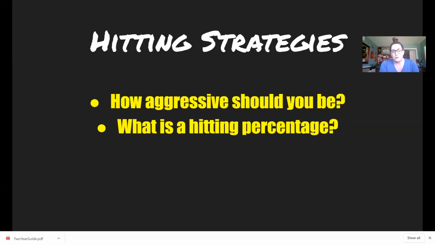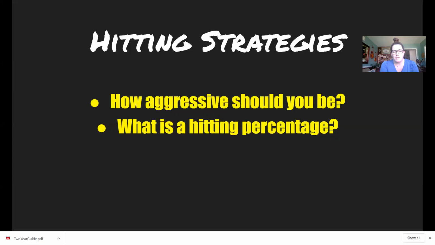What is a hitting percentage? So this is your total attempts at hitting the ball, and it is your kills minus your errors divided by your attempts. And a good hitting percentage of course, is always in the positives. Negatives is always bad. That means you're hurting more than helping in that category.